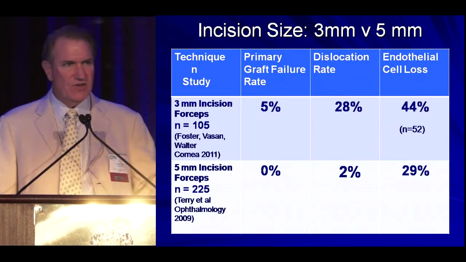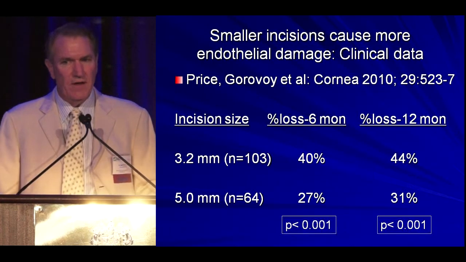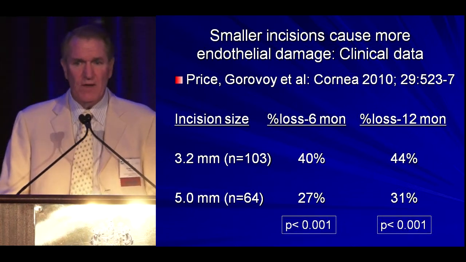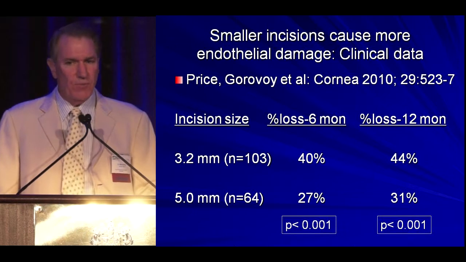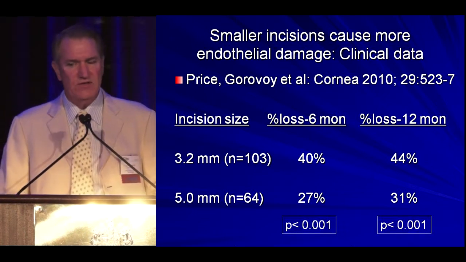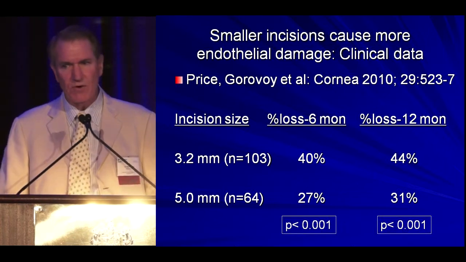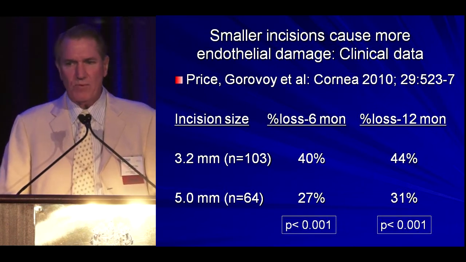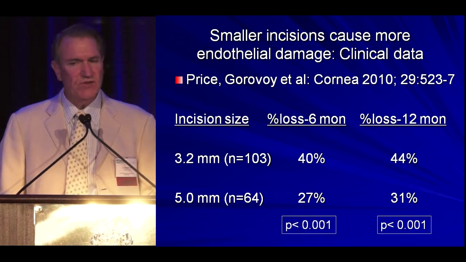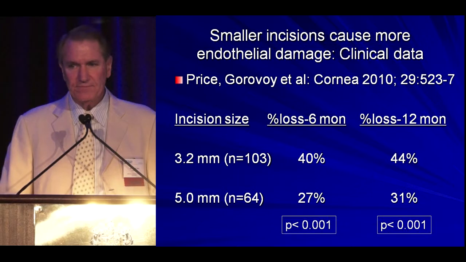Well, you can say that is just two people being compared, one surgeon to another. Well, let's look at another study. This is a study that was published by Price, Gorovoy, and Jonathan Lass in 2010, looking at a 3.2 millimeter incision size on 103 eyes versus a 5 millimeter incision size on 64 eyes. Two different surgeons, yes, but both expert surgeons, Dr. Gorovoy and Dr. Price. The percent cell loss through the 3 millimeter incision was 40%, through the 5 millimeter incision was only 27%. And it was statistically significant out to 12 months.